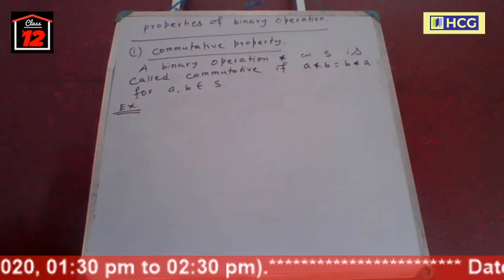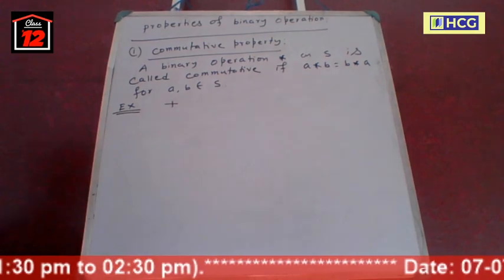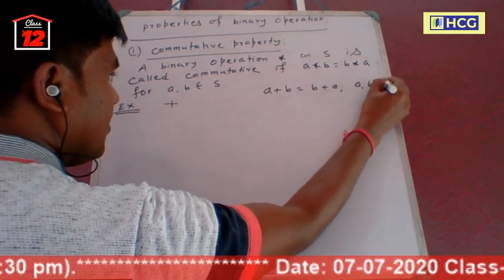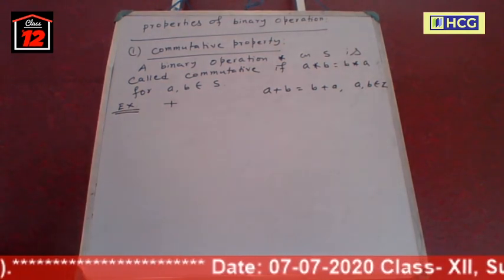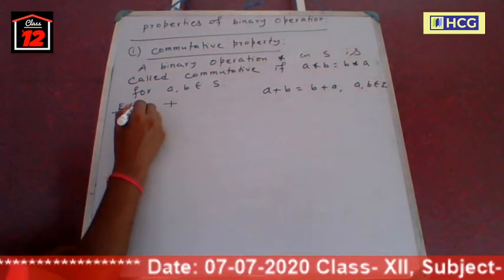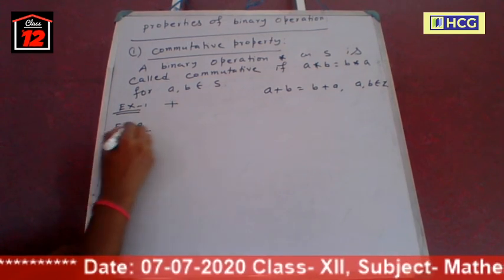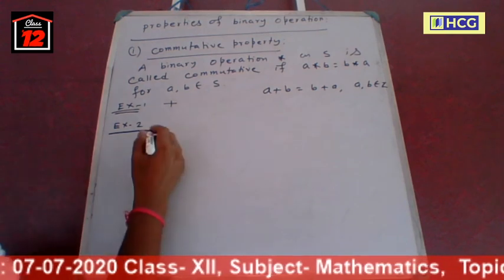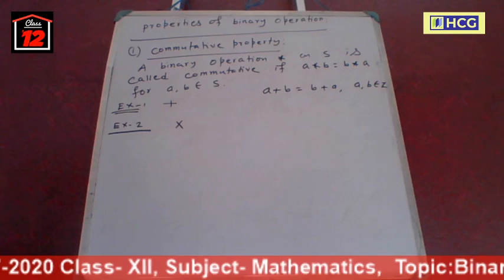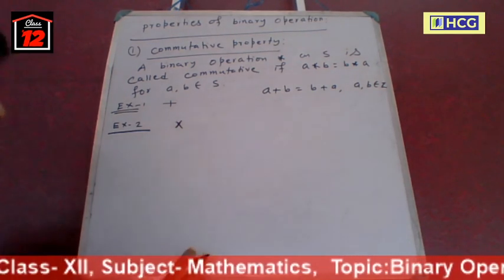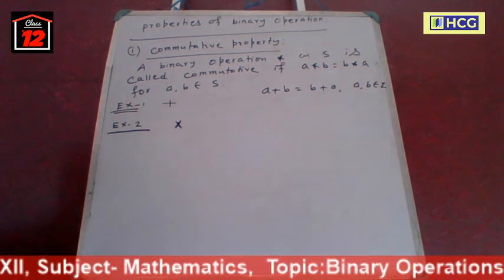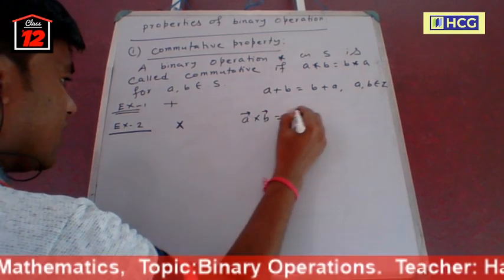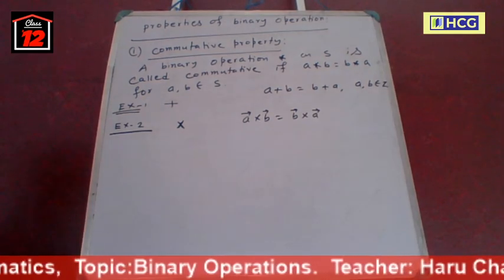Now example: the operation of usual addition on the set of all integers is commutative because a plus b is equal to b plus a for all a and b belonging to Z. Now example 2: the vector cross product on the set of all vectors is not commutative because a cross b is not equal to b cross a, where a and b are vectors. So the vector cross product is not commutative.